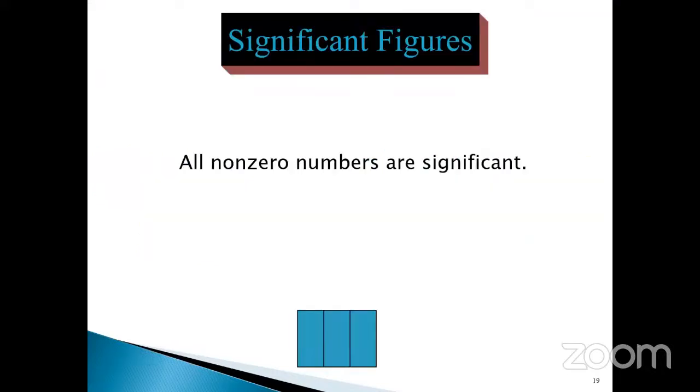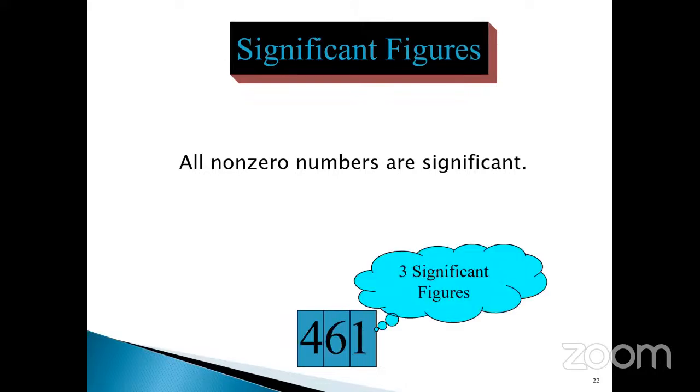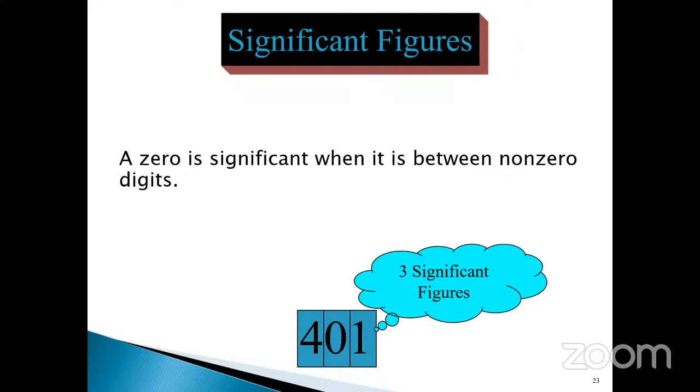First rule is very simple. All non-zero digits are significant, right? So all the digits from 1 through 9 are significant. So for example, if you're given this number, let's say this represents a measured value, you can say that there are 3 significant digits associated with that measurement, all right?